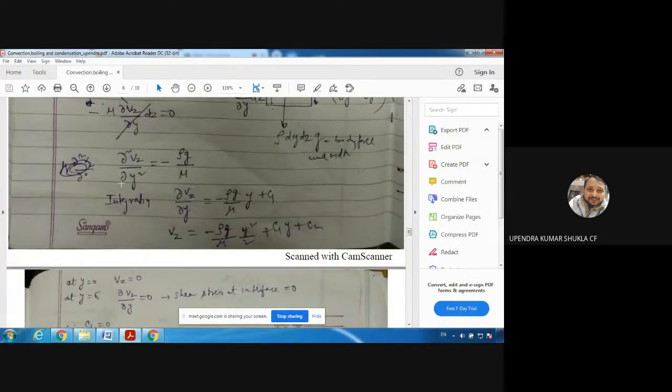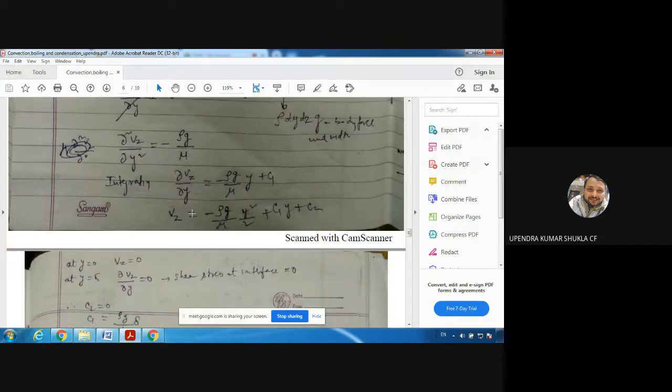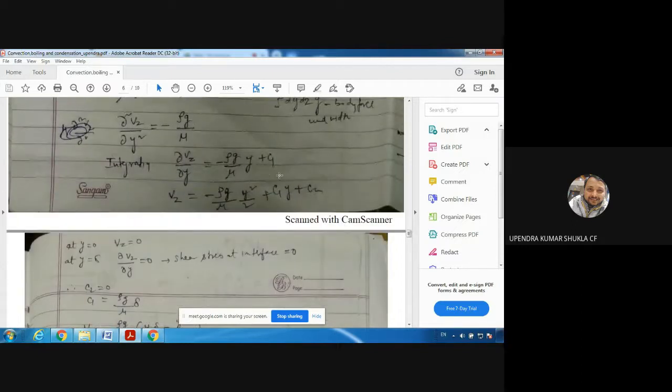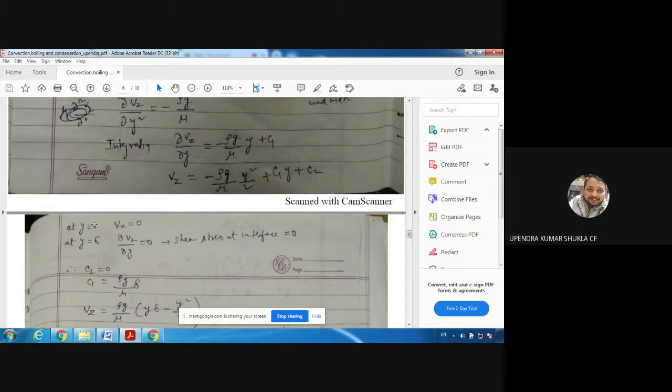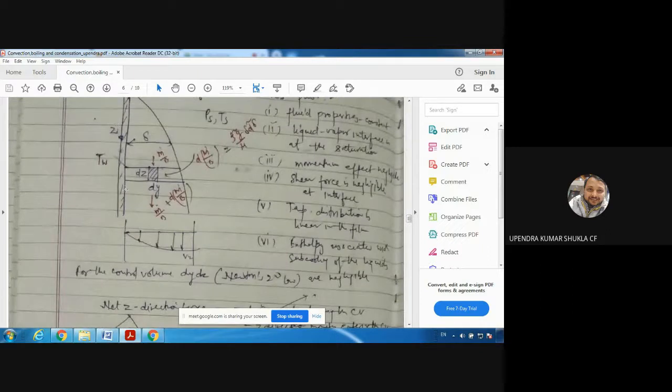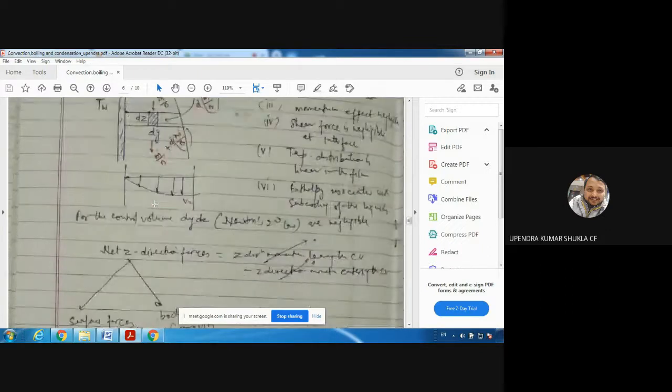Once you integrate the first time, you get del vz over del y is equal to minus rho g by mu y plus c1. Then integrate again to get the velocity profile: vz is equal to minus rho g by mu y square by 2 plus c1 y plus c2. Now apply the boundary conditions to get the values of the arbitrary constants c1 and c2. At y is equal to 0, that is at the vertical plate itself, and I am taking y in this direction.